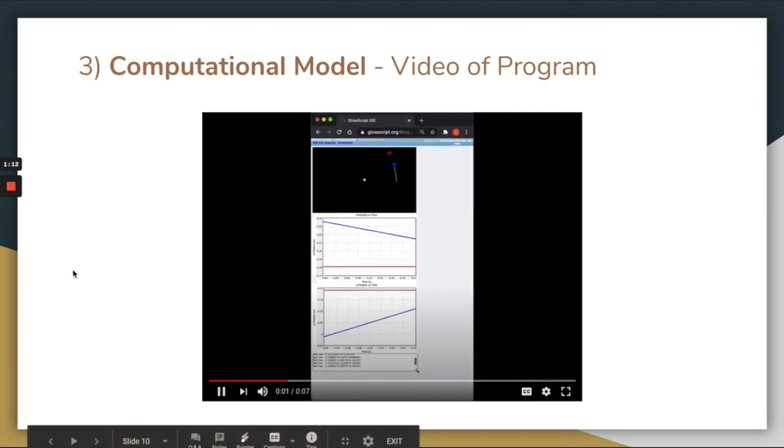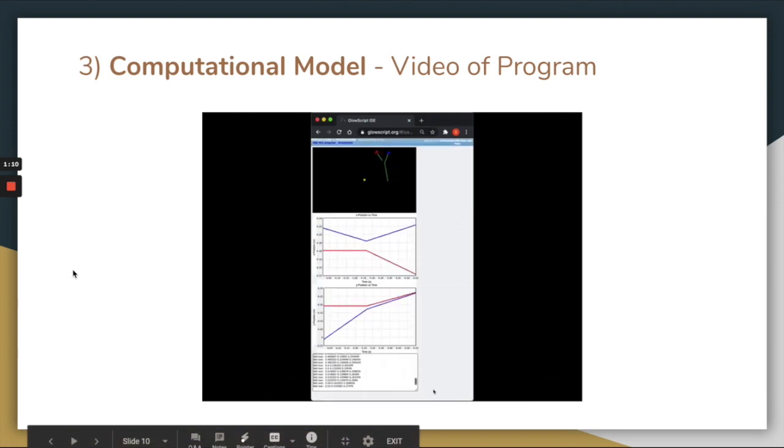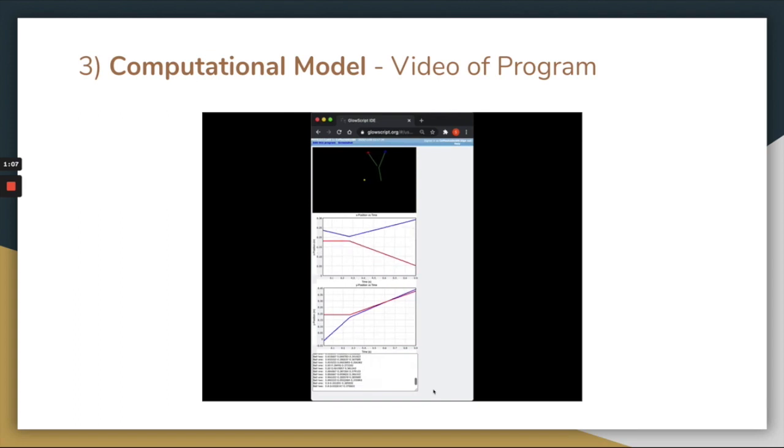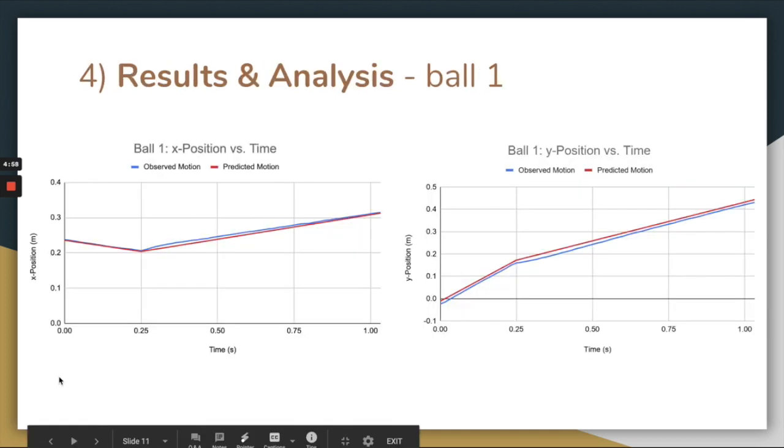Here's a video of the program in action. The first graph shows the x position versus time of both the balls, and the second graph shows the y position versus time. Ball 1 is blue and ball 2 is red. So now let's take a look at the results.